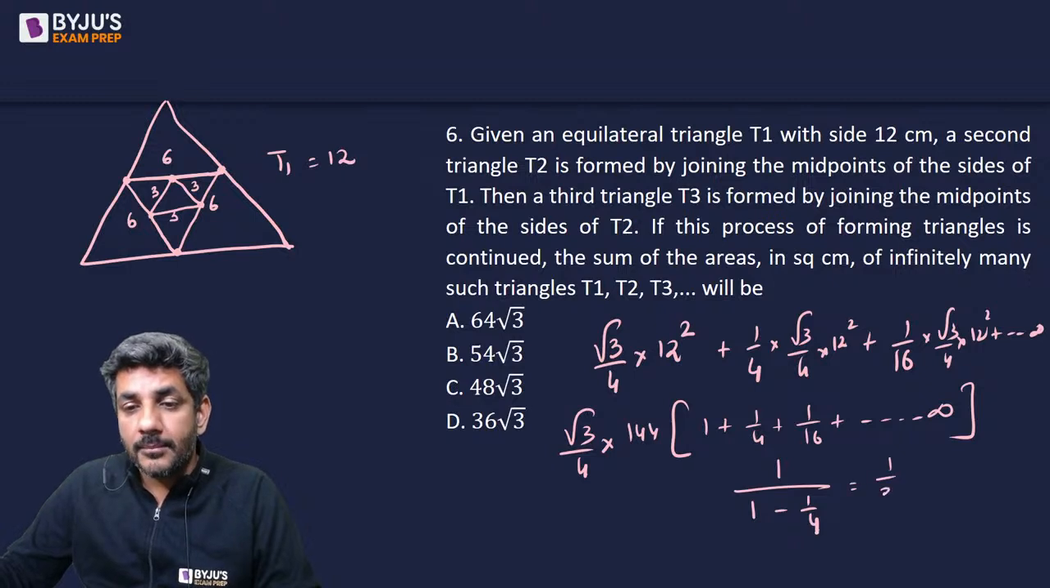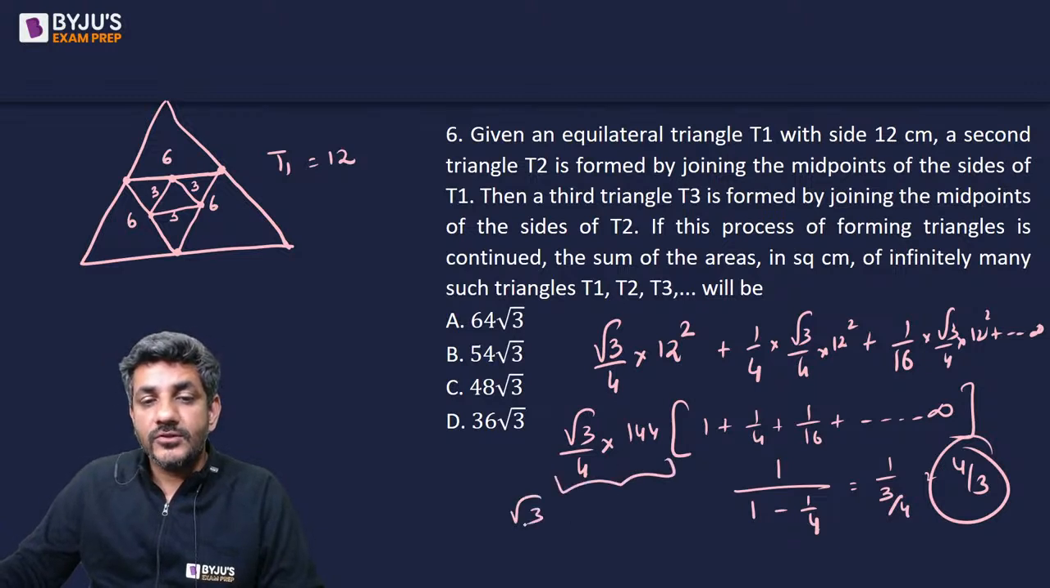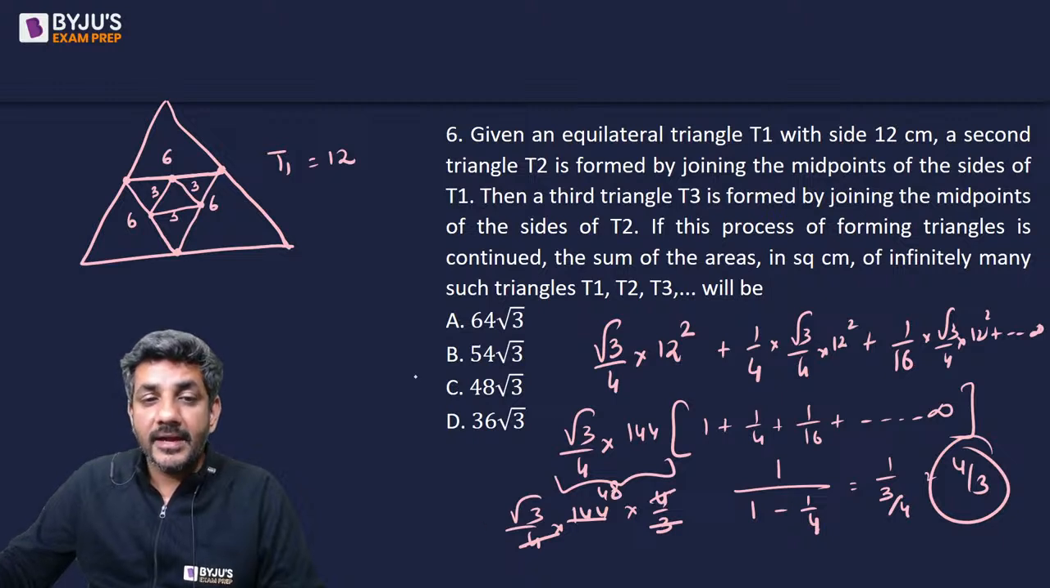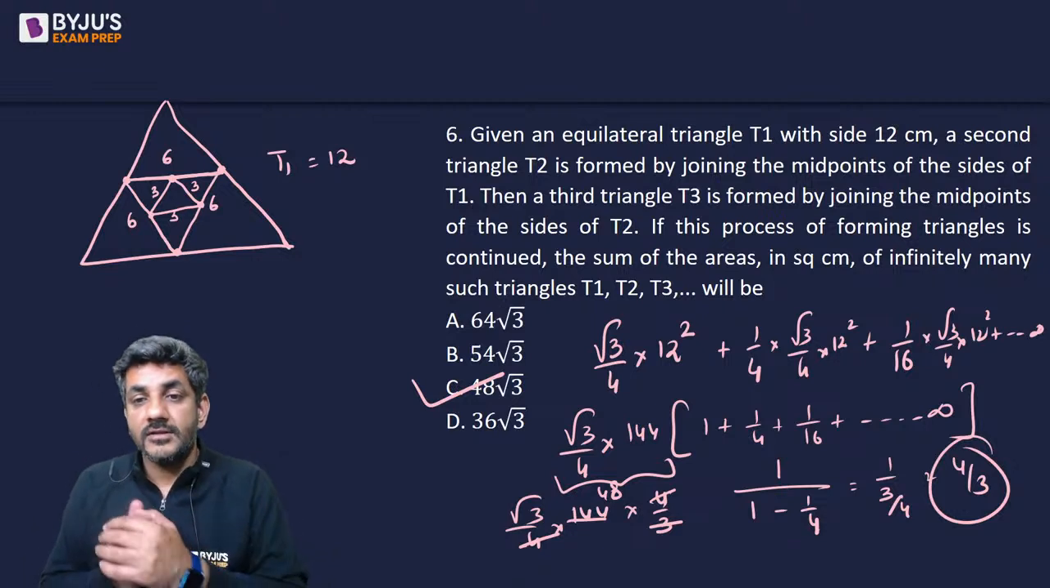That is 1 upon 3 by 4, which is 4 by 3. So ultimately my answer is 4 by 3 times of it. So root 3 by 4 into 144 into 4 by 3. 4 and 4 cancel out, 3 cancels out, and I get 48 root 3 as option C, the right answer for this question.